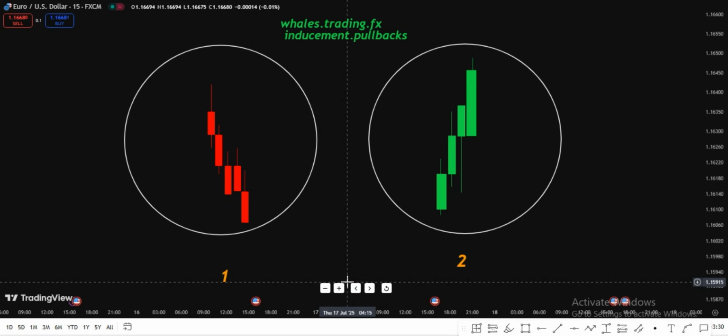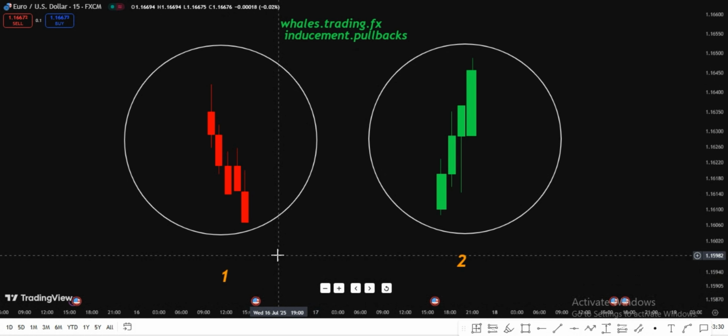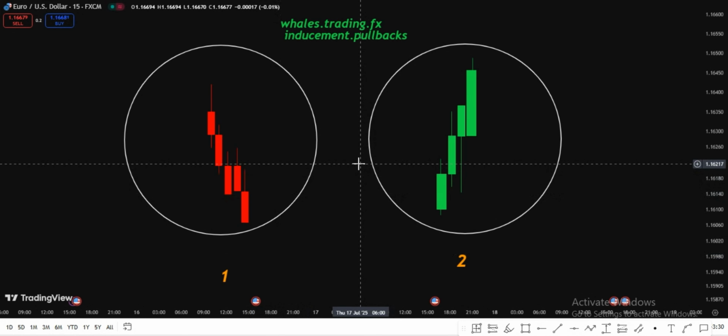Today we're gonna talk about inducement, that sneaky move that takes our stop loss before the real move happens. Let's unpack this beast. First of all, to really understand inducement and actually use it in your trading, you need to have a solid understanding of pullbacks. Don't worry, I've got you covered. I'm going to teach you that right here in this video. So let's get into pullbacks.